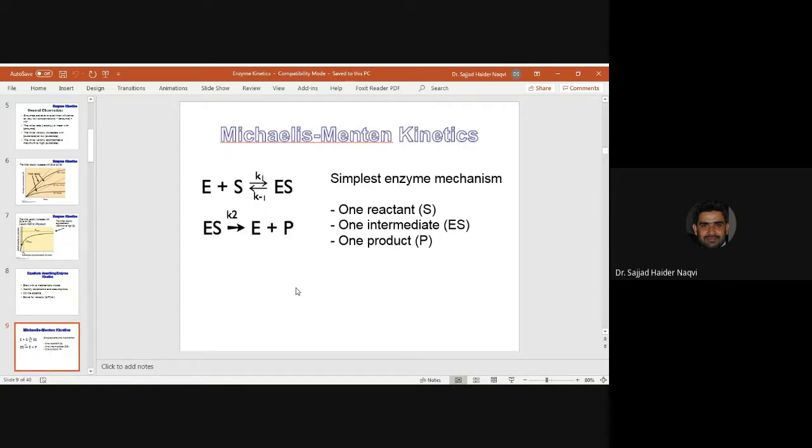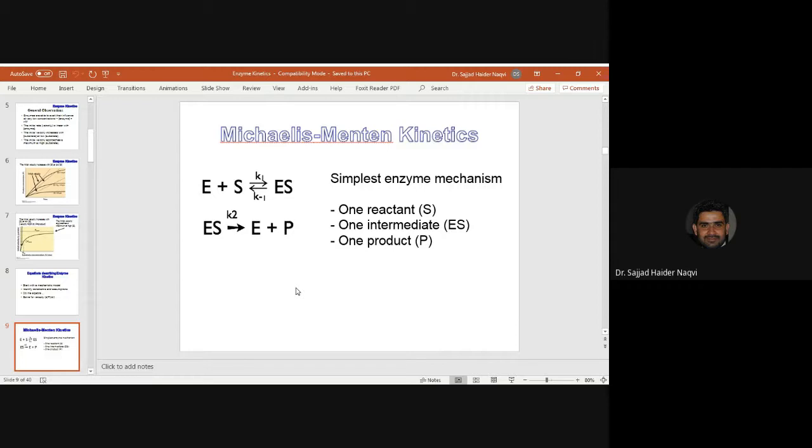Okay, let's start with the first and the most common enzyme kinetic model we use in biochemistry, and that's called Michaelis-Menten kinetics. These were actually two scientists, Michaelis and Menten, who derived this mathematical model of enzyme activity, and based on that, it's called Michaelis-Menten kinetics.